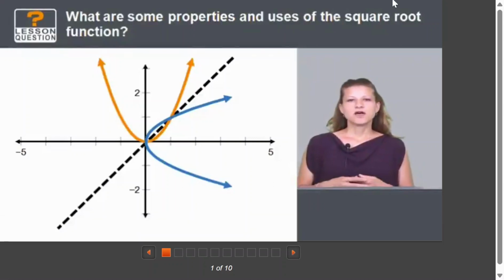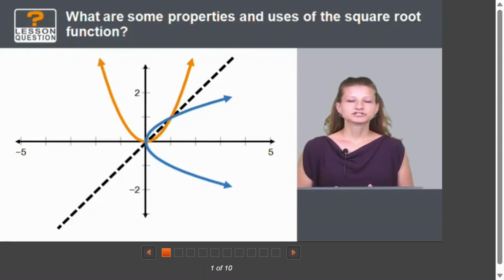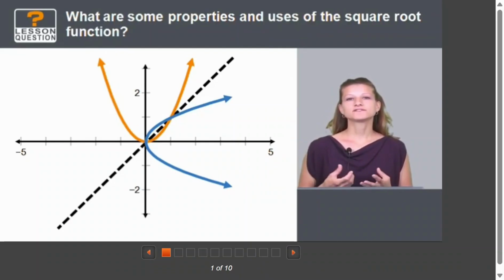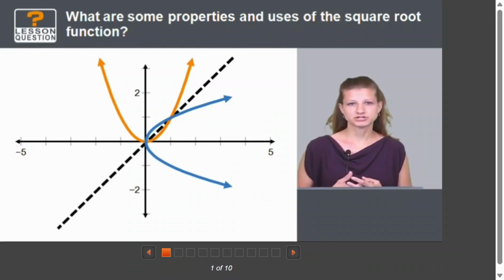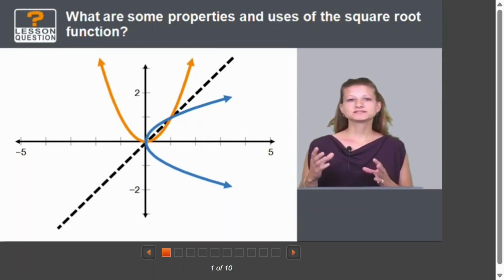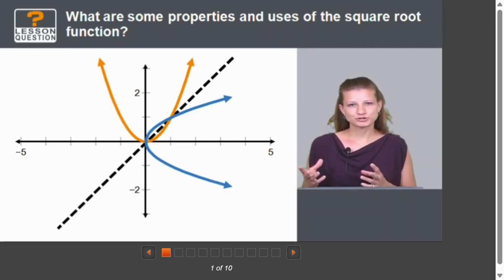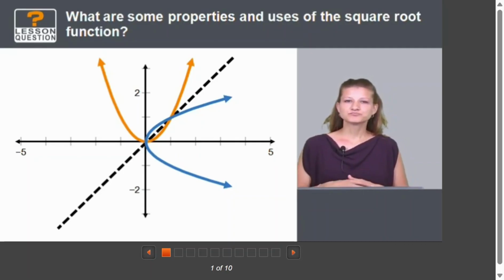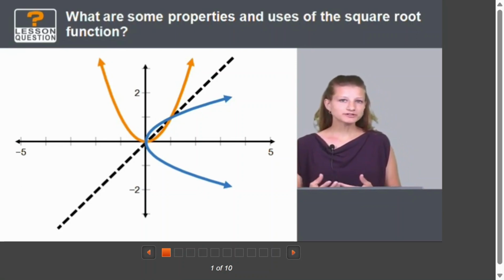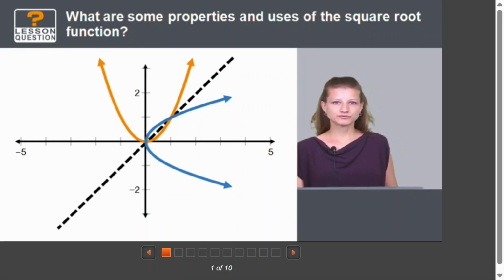You already know how to find the inverse of a linear function, and you know that when you do that, its inverse is also a function, but this isn't true for every function. In the warm-up, you saw that when you graph the inverse of a quadratic, its inverse is not a function. But it's important to realize that a piece of it is, and this piece of it is the square root function. When we analyze it, we can learn a lot. What we're going to explore today is: what are some properties and uses of the square root function?